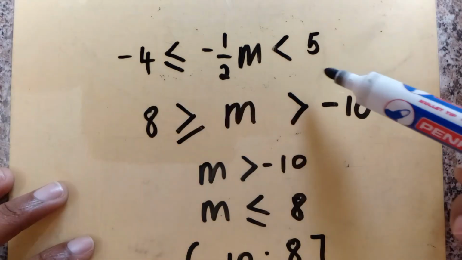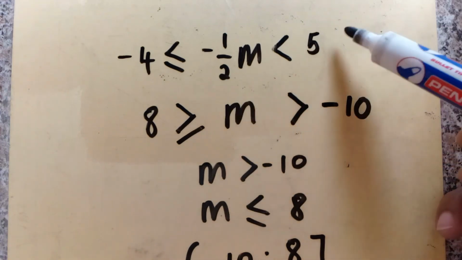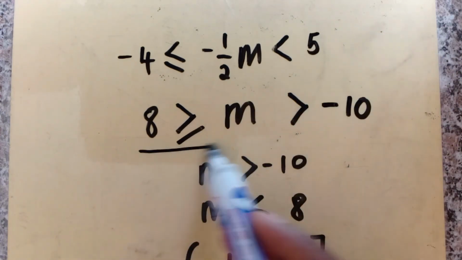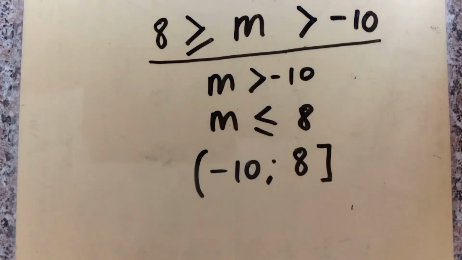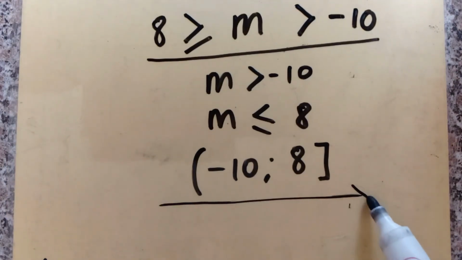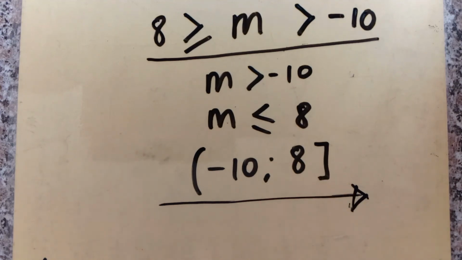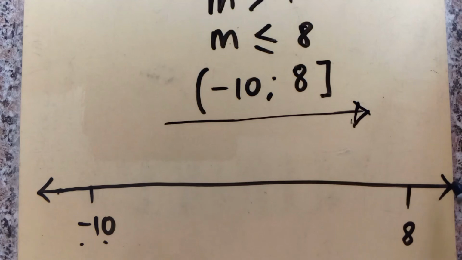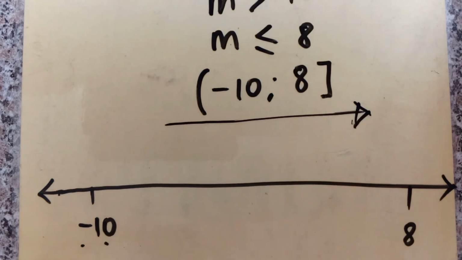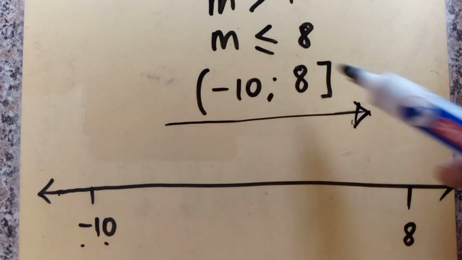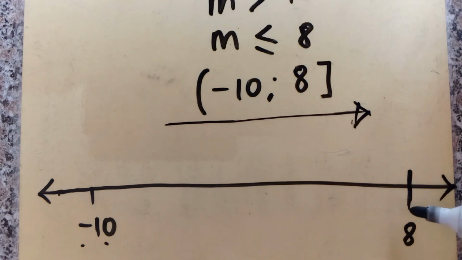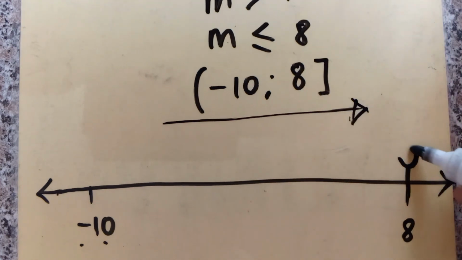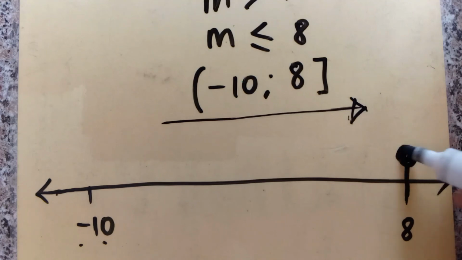Okay, so we were given this inequality in our question. We solved for m, and this is the answer that we obtained. And then we wrote that answer in interval notation. We can also go the extra mile and represent this solution graphically. How do we do that? We'll simply draw a number line and write the values negative 10 as well as positive 8. And then for the number that is included, we'll draw a circle above 8. So we know 8 is included, and we fill this circle in.